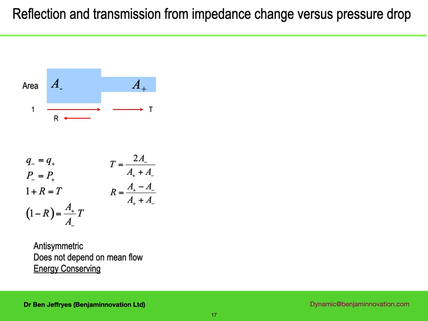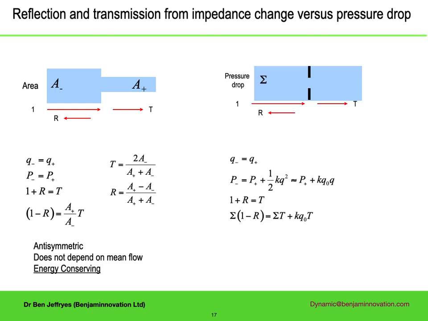And there's no dependence on the mean flow. It's completely linear, and it's energy conserving. However, there's something else that generates reflections in a pipe with mean flow, and that's orifices, or similar pressure drops.